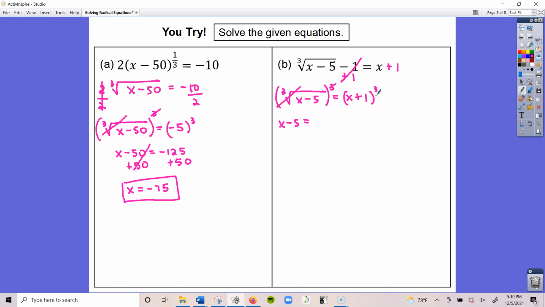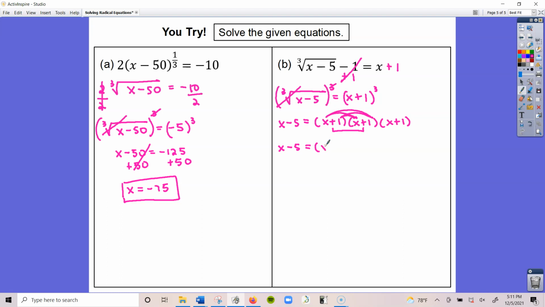Now everything in parentheses is being cubed, so that means it's x plus 1 times x plus 1 times x plus 1. So we do have to distribute all 3 of these factors. You can only multiply 2 factors at a time, so I'm going to start off with these first 2. So I'm going to distribute these x's and the 1's. So x minus 5 is going to equal, I'm going to keep it in parentheses to remind myself that I need to distribute it with the x plus 1 after.